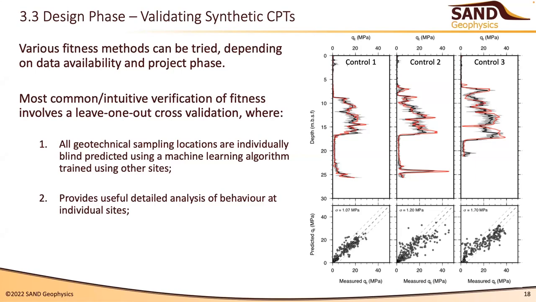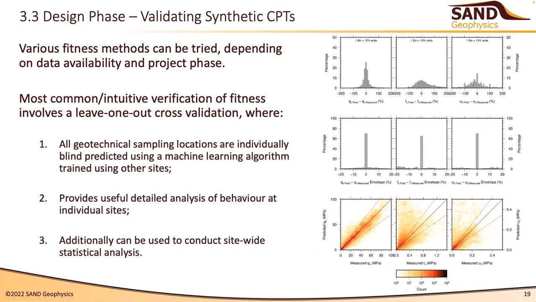So, for example, in control point three, what you'll notice is that there's a very sharp drop in tip resistance around 14.5 to 15 meters below the sea floor. That layer is not captured in any of the other ground condition locations, and so it's really poorly predicted in the synthetic CPT prediction there. So you can look in great detail if you do it this way.